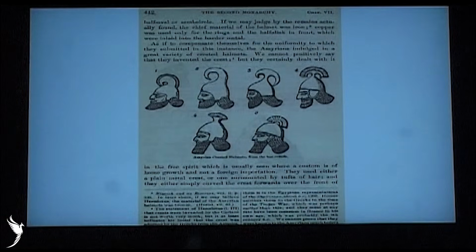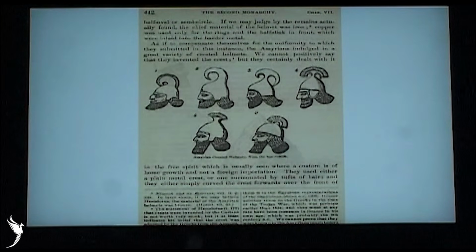Here, as far back with the most ancient peoples, the Assyrians and the Babylonians, you can see on the Assyrian helmets, especially the two on the right, upper and lower, having sunburst symbols on their helmets. This is far back into the Assyrian Empire.